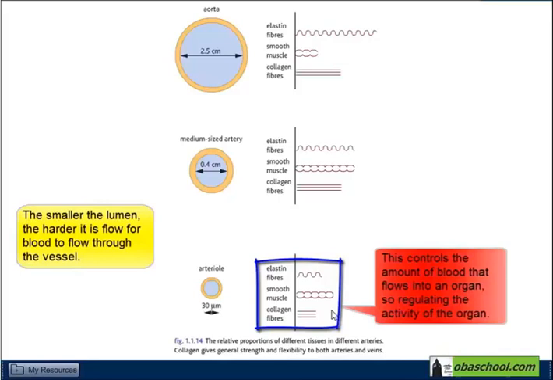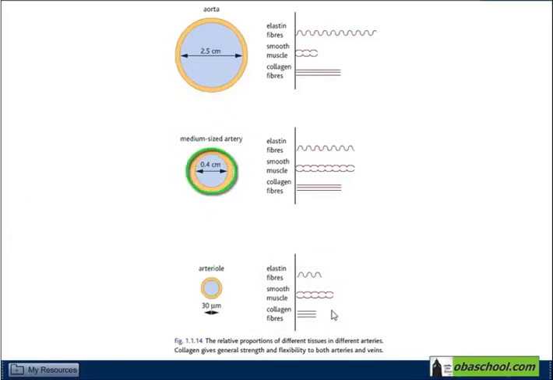Arterioles are going to control the amount of blood flowing into an organ. So by this, they regulate the activity of the organ, since blood is going to transport a lot of things to this organ. So these are the main arteries, the medium-sized arteries, and the arterioles, and what makes up every single one of them.